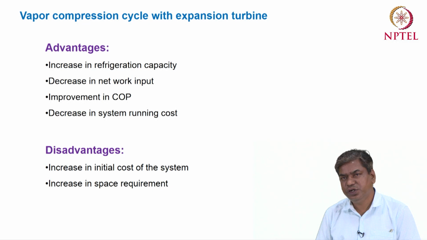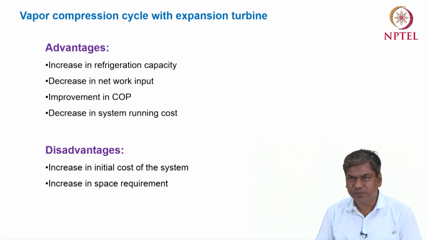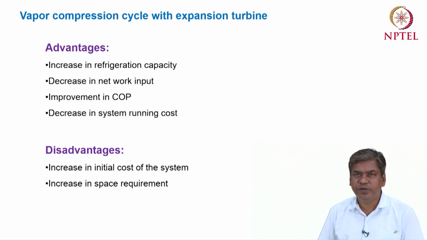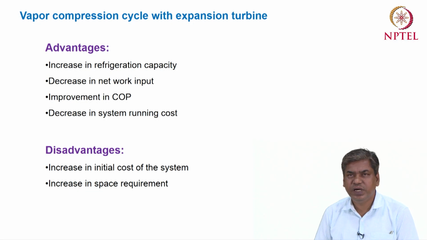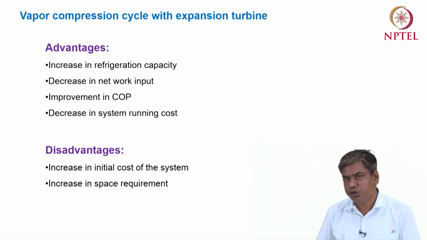Second, when we are using the turbine, the turbine size is also very high compared to the size of the expansion devices, whether the capillary tube or the expansion valve. So the space requirement by using the expansion turbine will also increase. This is the main reason that the expansion turbine is generally not used in the vapor compression refrigeration system. So by using the expansion turbine, the initial cost will increase, but the running cost will decrease. Which one will be more significant?